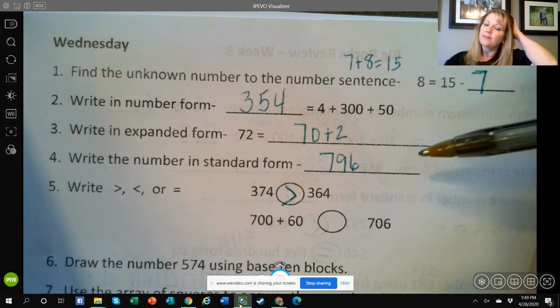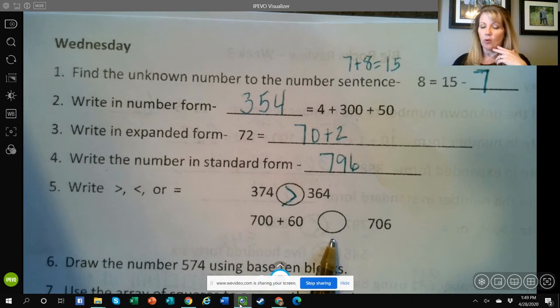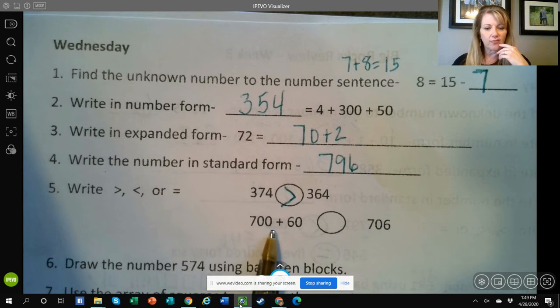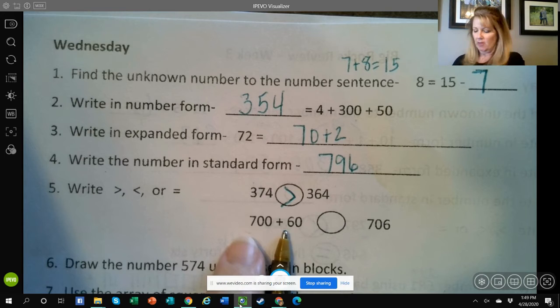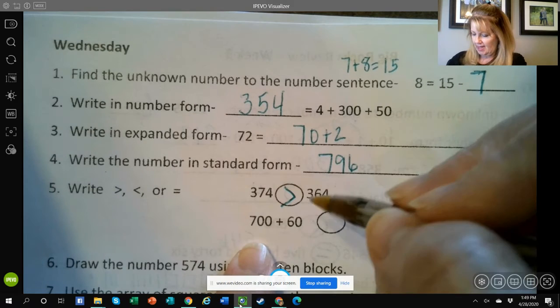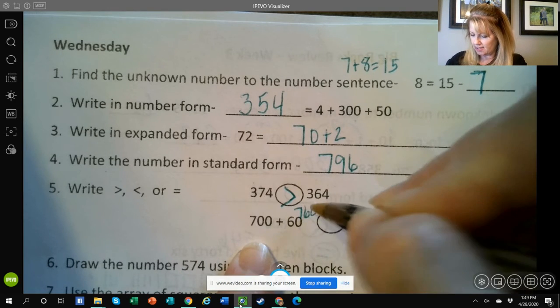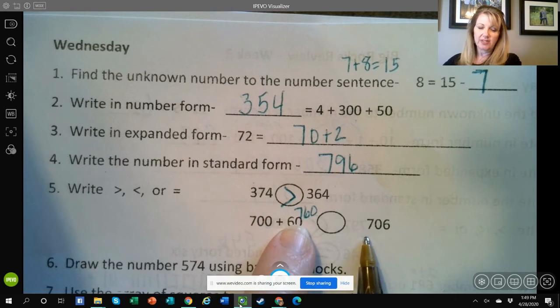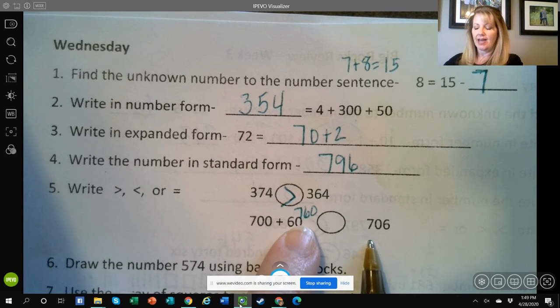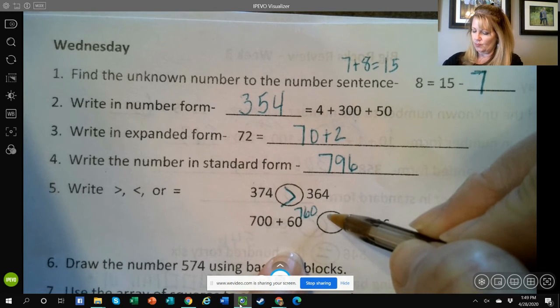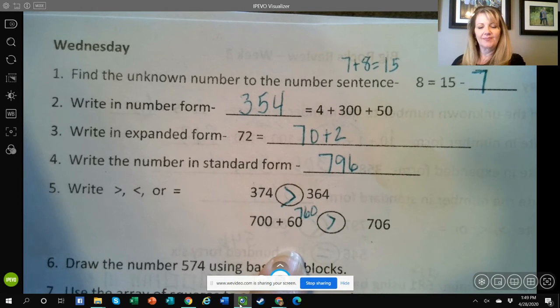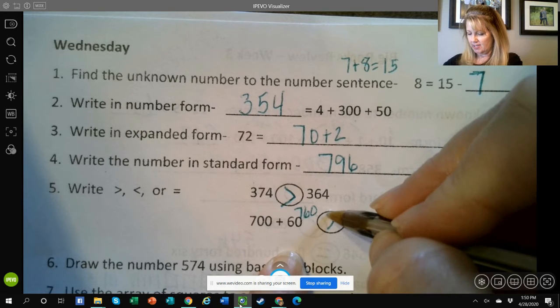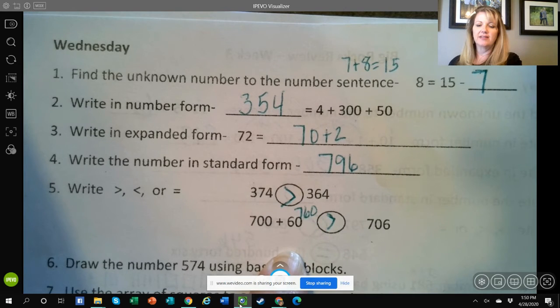Okay, now, this problem here, before we go on, we need to figure out the number form of this expanded form number. So 700 plus 60, that equals 760. And now I can compare it. We're going to look at the hundreds. They're both 700. And then let's go to the tens. Here we have 6 tens on this one and 0 tens. So which one's bigger? Yes, this one's bigger. We're going to put the greater than sign in again. And now we have 760 is greater than 706.